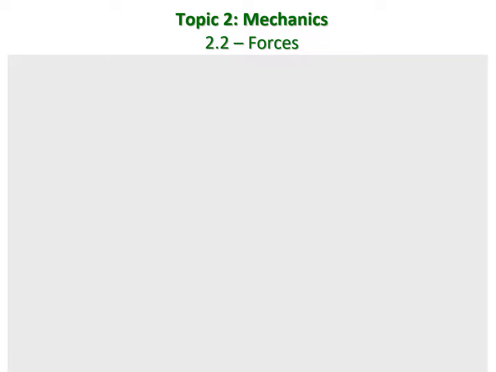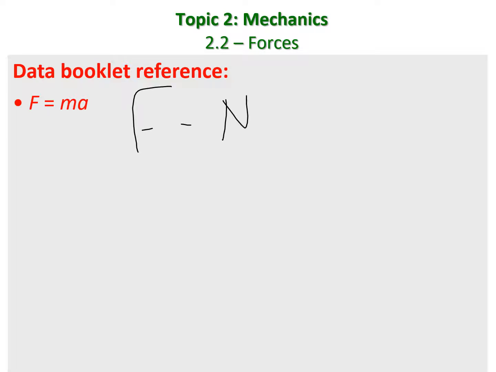For this video, you need your notebook and a data booklet. We start topic 2.2, forces. These are the three equations. We have F equals ma, force measured in units of newtons, that's the SI unit. Mass is in units of kilograms, acceleration in units of meters per second squared.